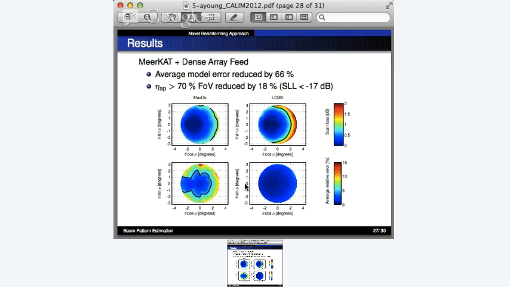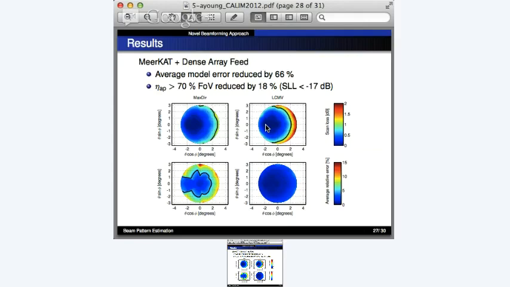So on the top, we show the scan loss for the field of view. So clearly and expectedly, the max directivity beamformer shows a lot less scan loss. The solid line shows a 1 dB scan loss. With LCMV, we have a smaller field of view. And when we look at the aperture efficiency greater than 70%, this field of view is reduced by around 18%.